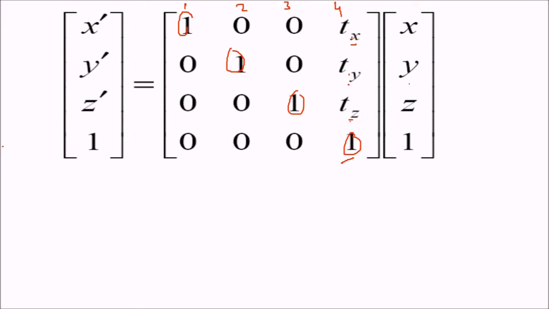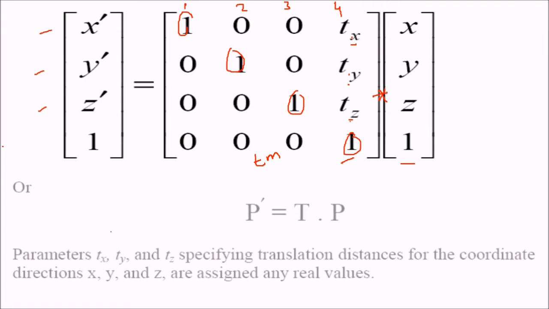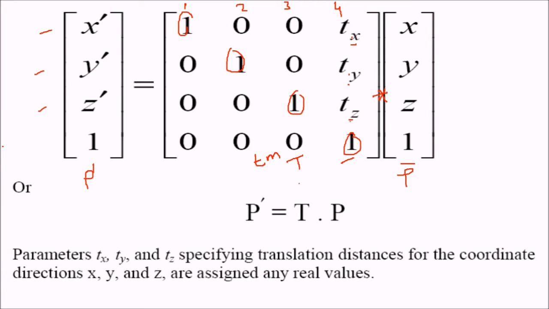And the initial matrix to be translated has to be written on the right side. So this is the multiplication of the translation matrix. This is called the translation matrix, and this is your original vector. You multiply them, and then you get the translated points. That is, if this is P dash, this is P, and this is the translation matrix, we can write it as P dash is equal to T into P, where the parameters tx, ty, and tz specify the translation distances along the coordinate directions x, y, and z, and are assigned any real values. This is also to be considered.